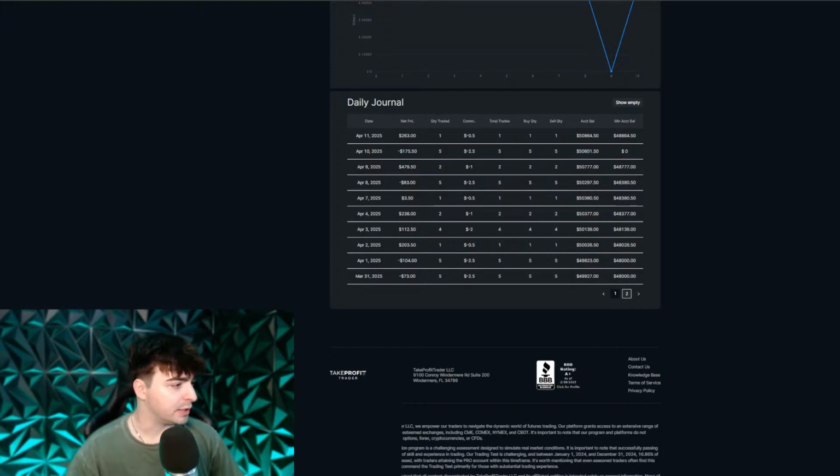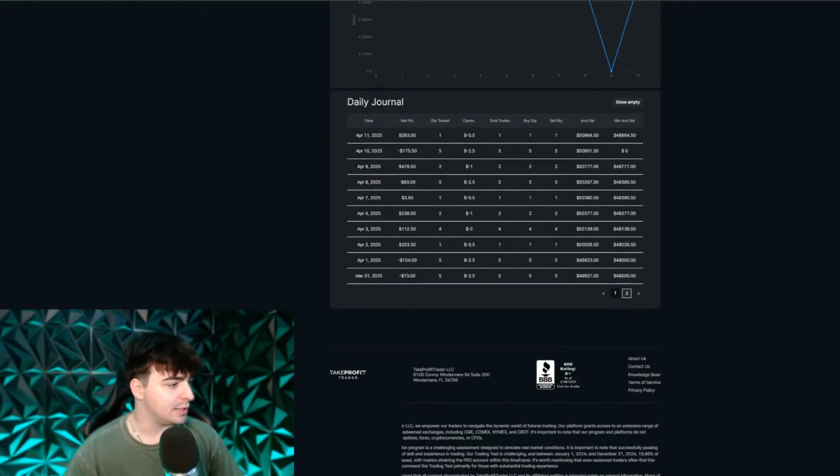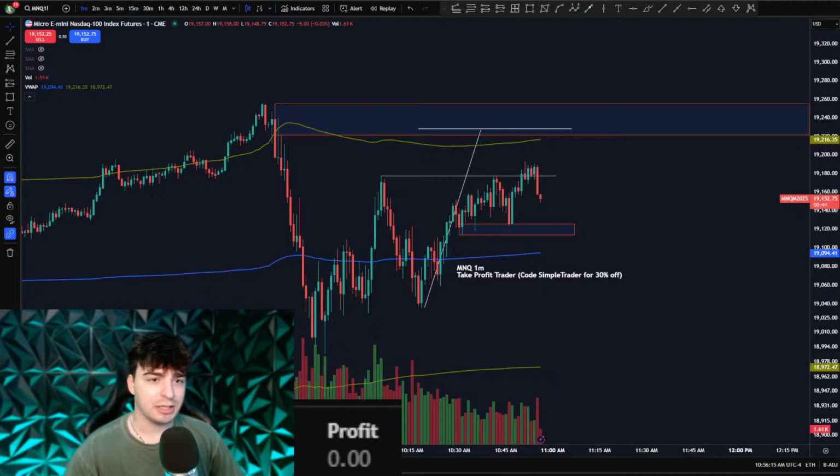I'll zoom out for TikTok. So here is the Take Profit Trader Challenge account balances P&L so far. We started off with some losing days. We had 3 big winning days in a row. We had a small losing day, and then we had our biggest win, $479 in one day, and then we had our biggest losing day, negative 175, and then we had our second biggest day right after that. So it's getting interesting.